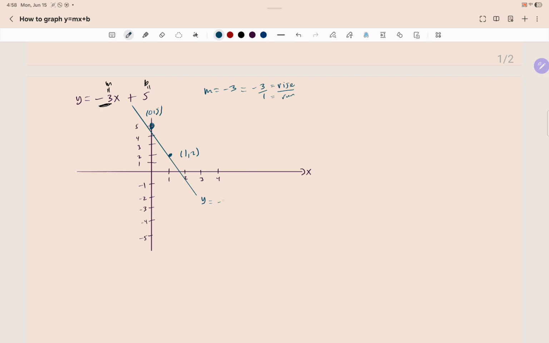Okay, so this would be the equation of negative 3x plus 5. If I had a ruler, then it would be more exact, and if the points were equally spaced. But anyhow, that's how we do it. So now let's do one that's a bit more challenging.